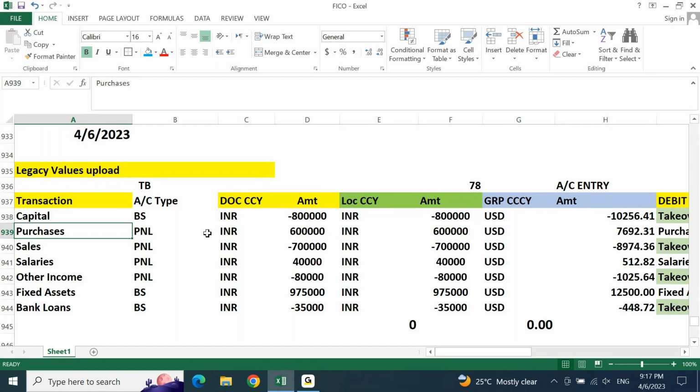The point you have to remember here is that the way I teach you FICO, with that approach you can learn any module on your own. You don't have to depend on any trainer.